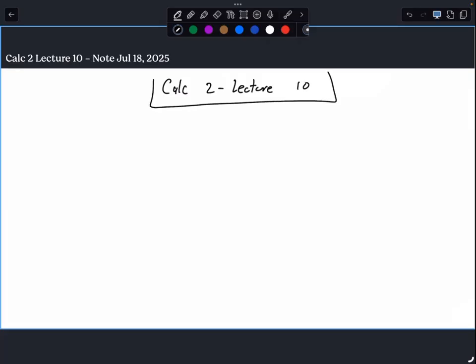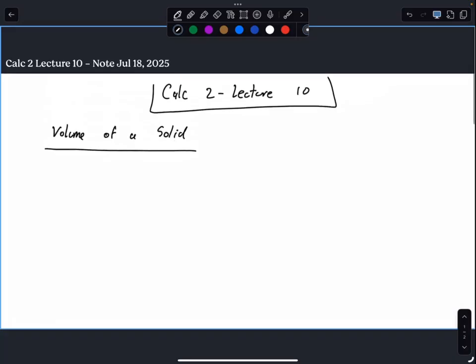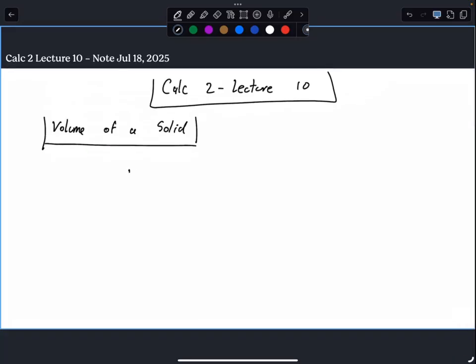So the beginning of this lecture should be something that you're very familiar with, and that is volume of a solid. In calculating the volume of a solid, there are technically two methods. The first method is usually what is required on the AP exams, if that's what you took, and that is the volume by method of cross sections.